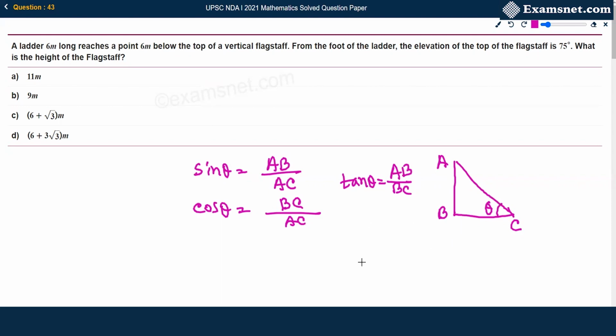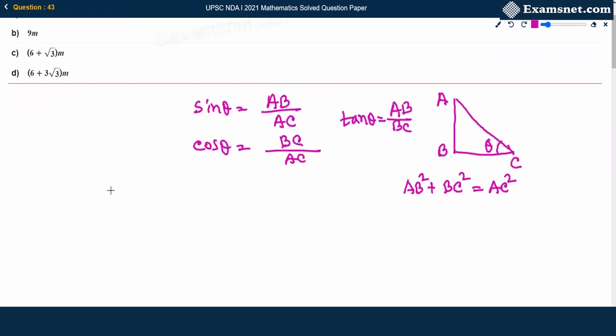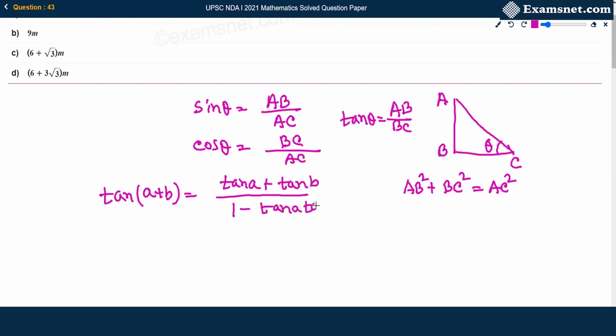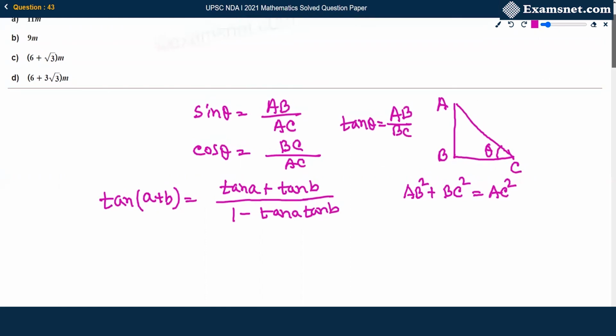Also, according to Pythagoras theorem, the relationship between these three sides is AB square plus BC square equals AC square. Fine. And one more important formula we will talk about, that is tan of (A plus B). It will give us the result: tan A plus tan B by 1 minus tan A multiplied by tan B. Fine. Now let's talk about the question.